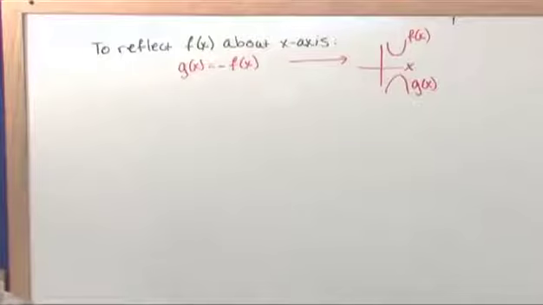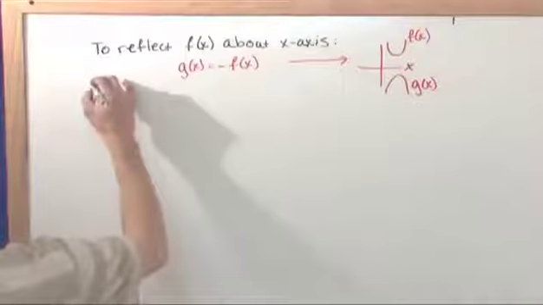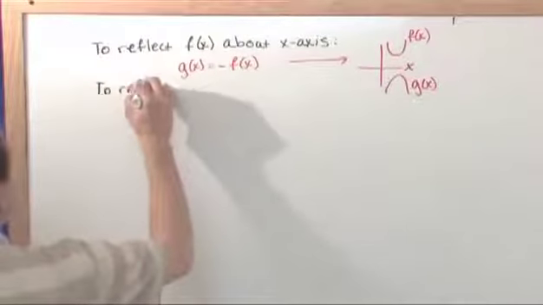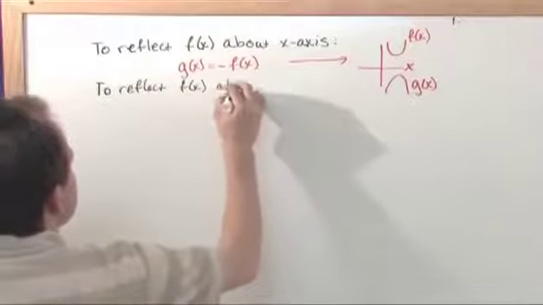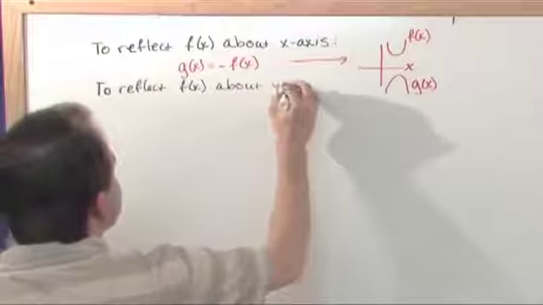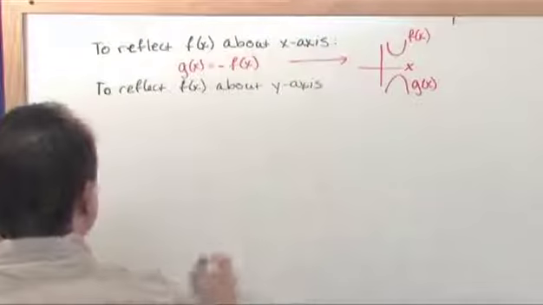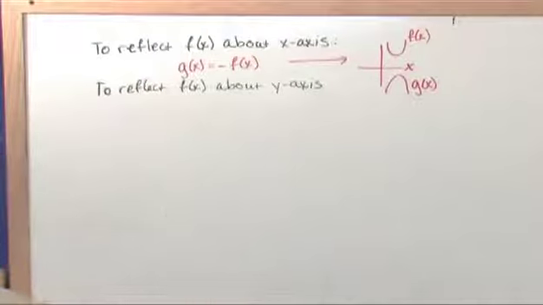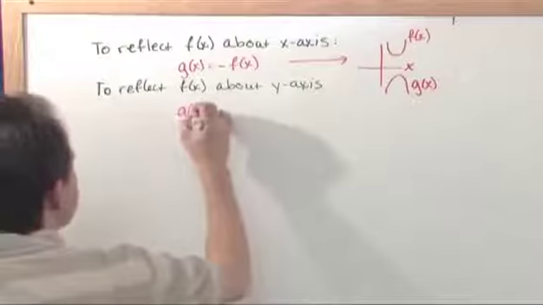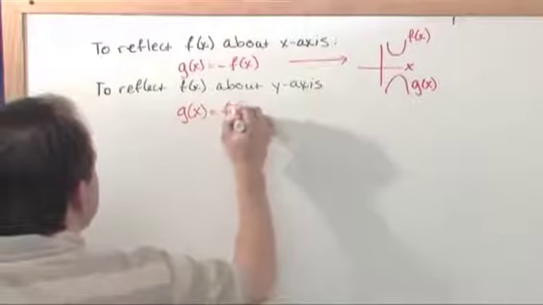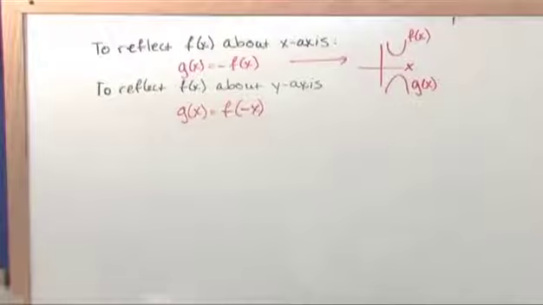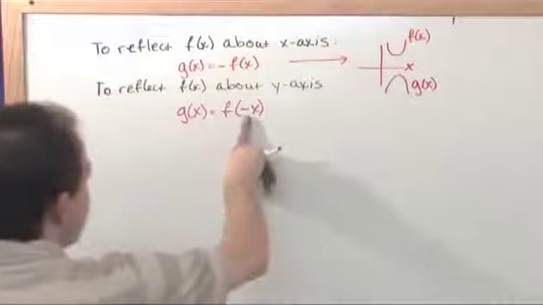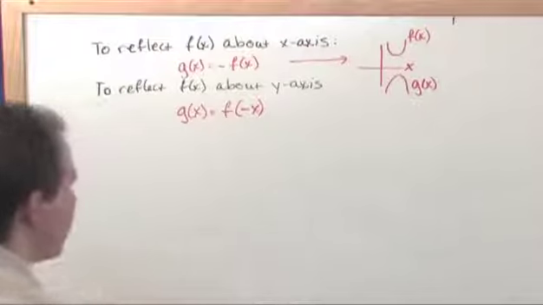Okay? Now, to reflect f of x about the y-axis, okay, then what you do in that case is you say g of x is equal to f of negative x, okay? So to reflect it about the y-axis, you stick the negative inside wrapped up with the variable, okay?